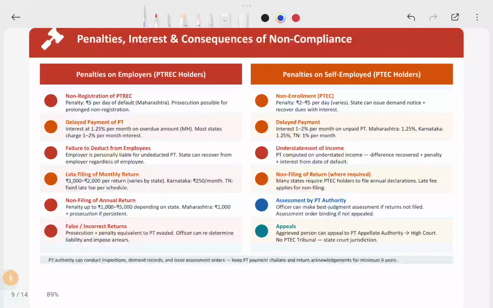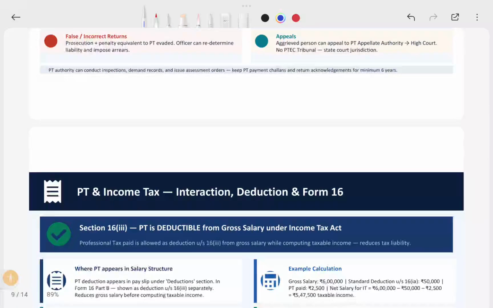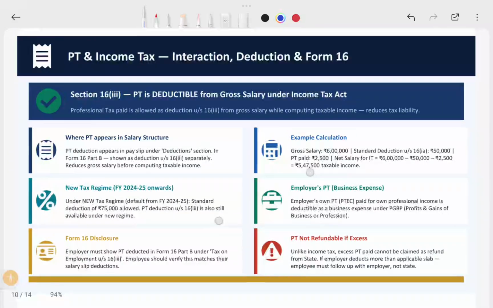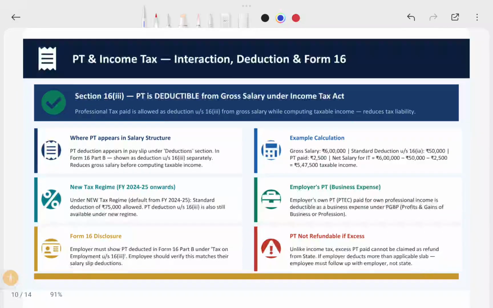But this is not a major change from the other acts. So it would be the same for most of the acts. There will be minor differences. And then PT and income tax interaction. Of course, once you pay the PT, that is exempt from the income tax.